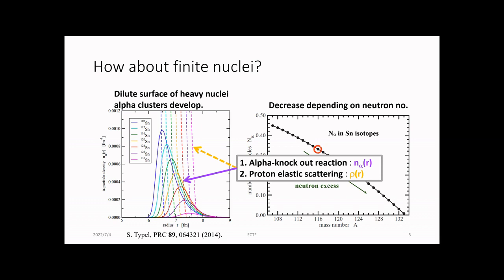Well, could you dwell on this? So yes, I think so. It's very difficult to conclude that the alpha is really there, even if we measure the knockout alpha from the reaction measurement, but it's a kind of proof of the existence of this kind of correlation around the surface region. Is it okay?